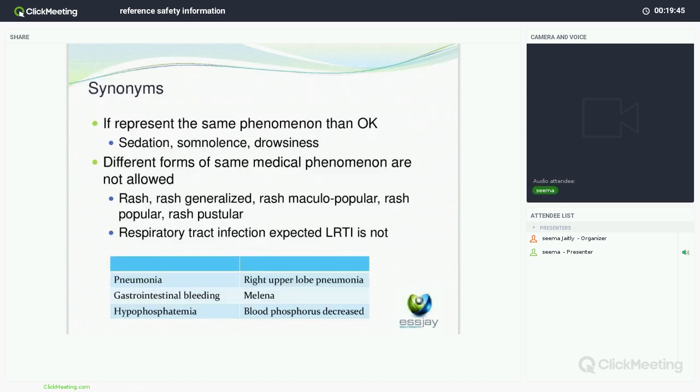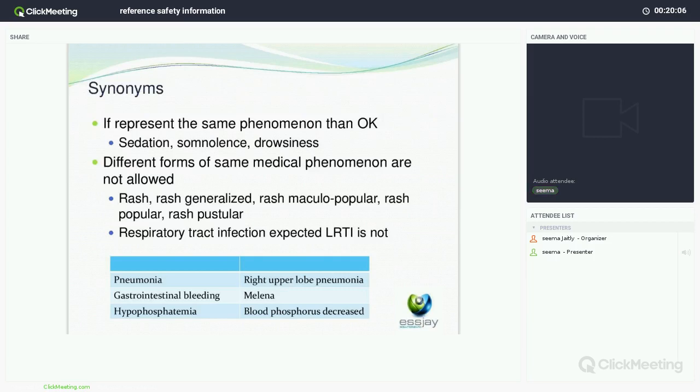Now to touch on synonyms. Some synonymous terms are okay, and here we have sedation, somnolence, drowsiness, and they are meant to truly represent the same medical phenomenon and would be allowed within the reference safety information.